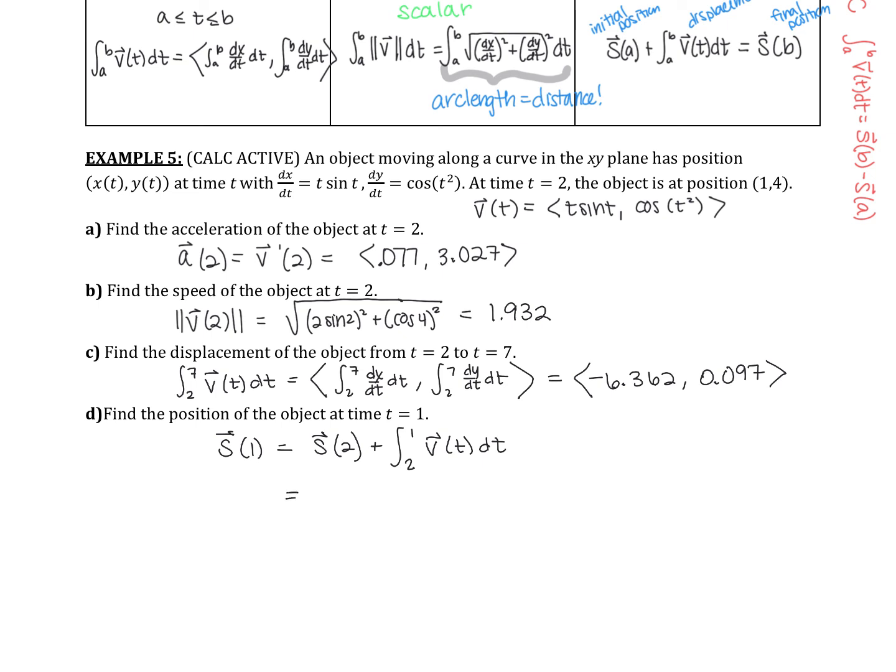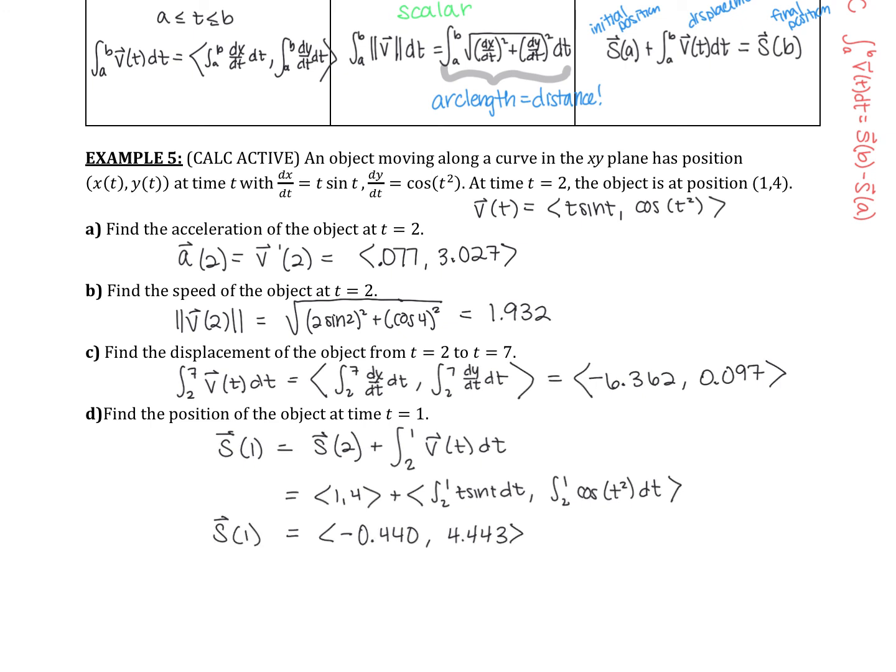And so really what this looks like is we know this is the vector 1, 4. And if I do the integral from 2 to 1 of v of t, the velocity vector, then I get the integral from 2 to 1 of t sine t and the integral from 2 to 1 of cosine of t squared. And so adding those together, we get negative 0.440 and 4.443. And that would be my position at time equals 1.